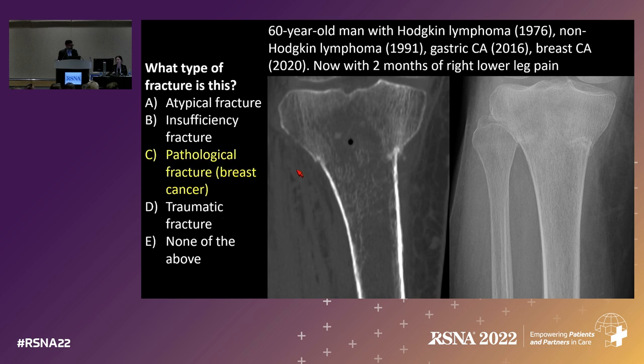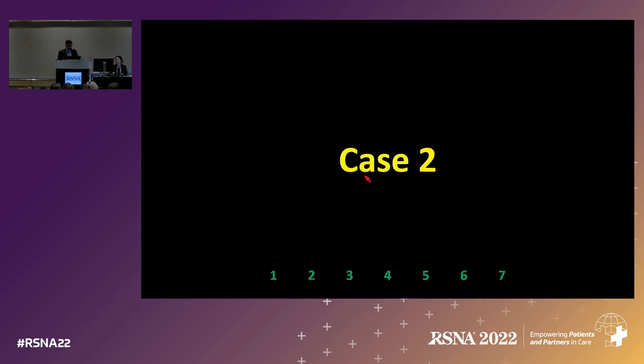All right, this ended up being a breast cancer met. You can see this kind of subtle area on the X-ray, maybe in retrospect. On the CT, you can see the trabeculae are kind of destroyed right here. So that was your clue that this was a pathological fracture. This is just gas, kind of a red herring.